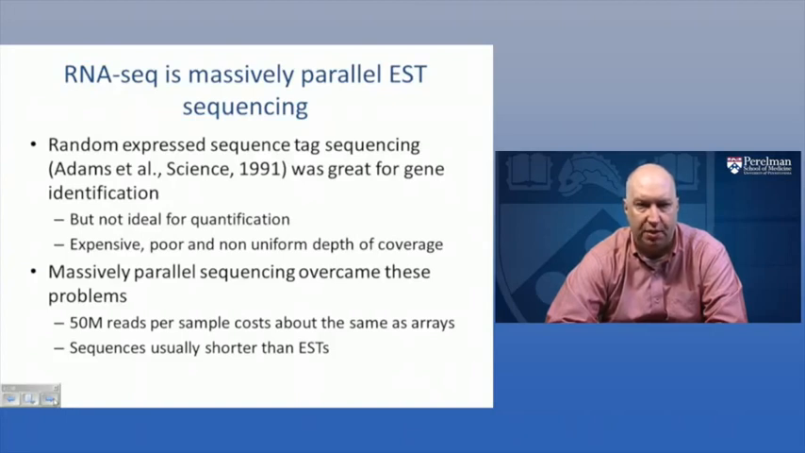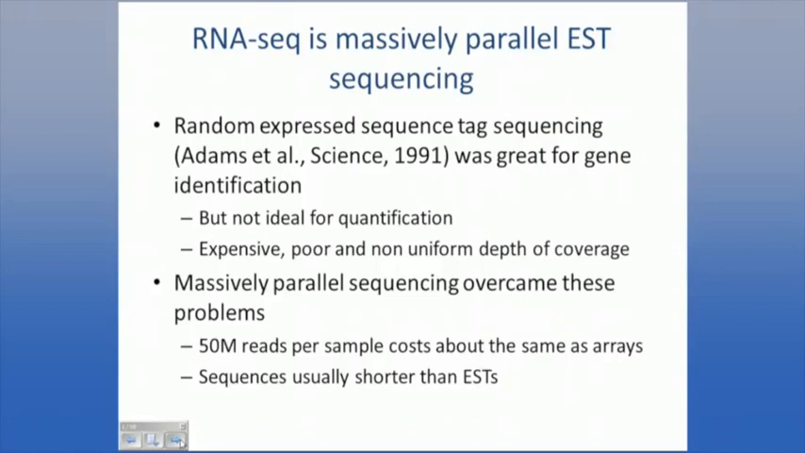Massively parallel sequencing, which over the last 5 or so years has become de rigueur, overcame many of these problems. In fact, today, 50 million reads per sample in a 100 base pair paired end Illumina run costs about the same as it does to run an array. However, the sequences are usually shorter than EST sequencing tags, which today go about 800 base pairs. So they're not quite as powerful for looking at splicing.